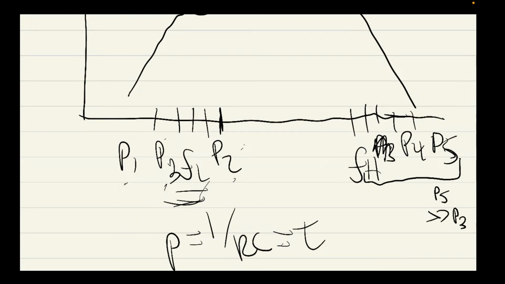Sorry, this is very messy, but this is P3. Well, we know this FH is going to be approximately P3, because they're all sort of in parallel. And so that gives you your lower bound for P3. Does that make sense?